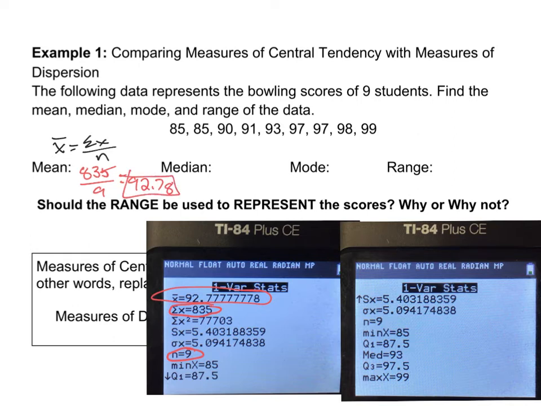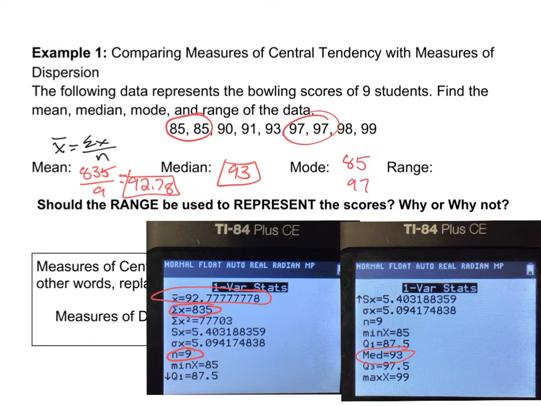If we look for our median, it's going to be right there with a 93. And our mode, we need to look through our numbers, and we will find out that there are 2 85s and 2 97s, so we can potentially have two modes.